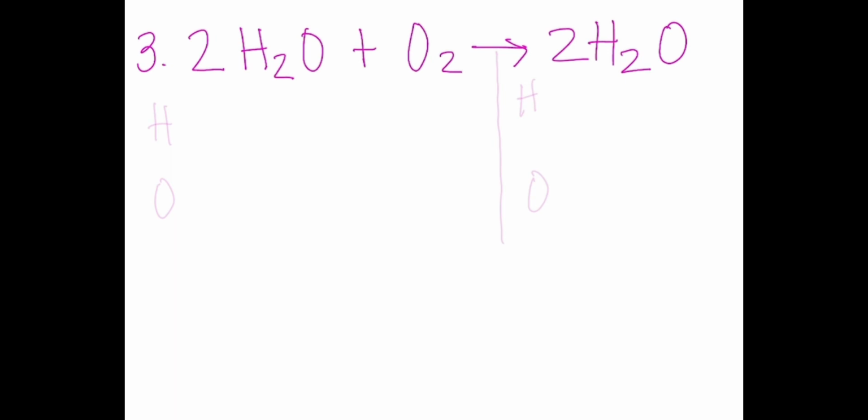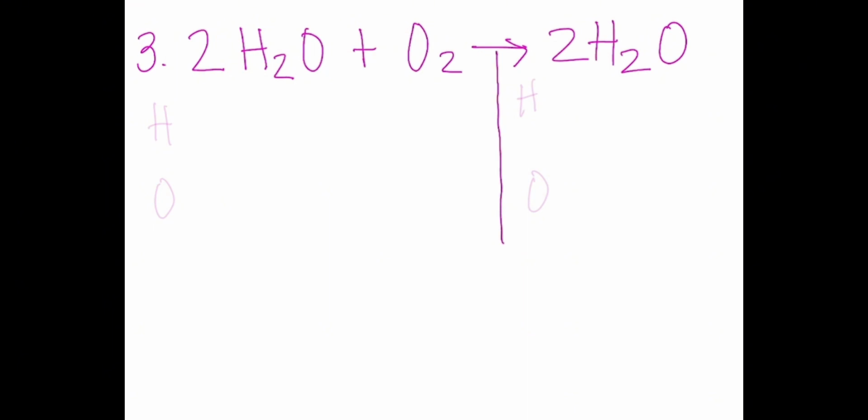Now, based off of what we've learned so far, we haven't learned anything about these big numbers that's in front of this equation. So since we haven't, we're going to just do what we've already learned. And what we've already learned so far is that first, we're going to start with writing our line under the yield sign to separate our reactants from our products.